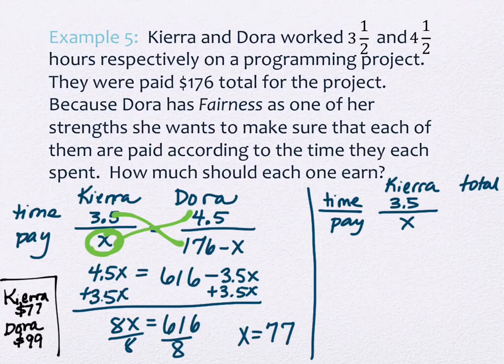Okay, that's still a thing. But over here, the total amount of time that both girls worked together was 8 hours. And the total amount of money that both girls made together was 176. It's not quite as natural a way to set it up. But I don't have to worry about distributing the 3.5 through to the other two pieces when I cross multiply. And of course, you'll notice very quickly that you end up at the same place with 8x equals 616, just like we did on the other one. So it is another option.